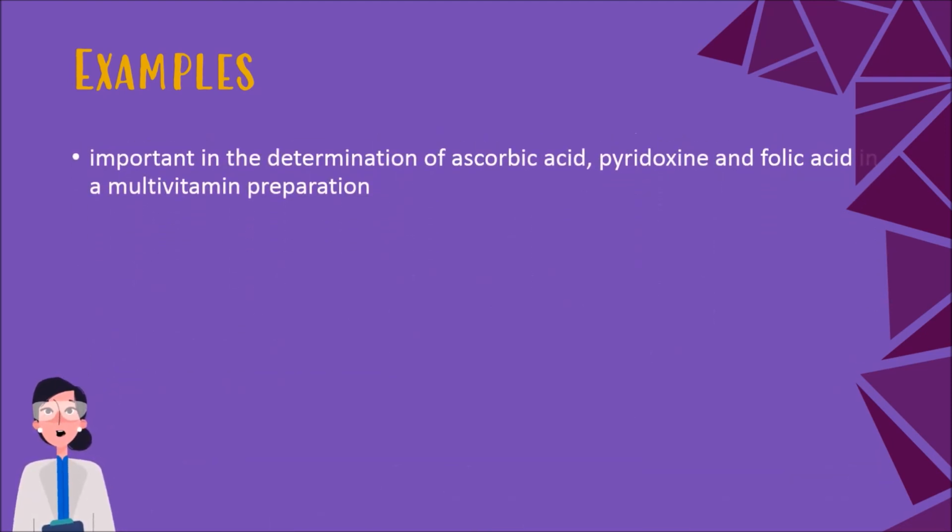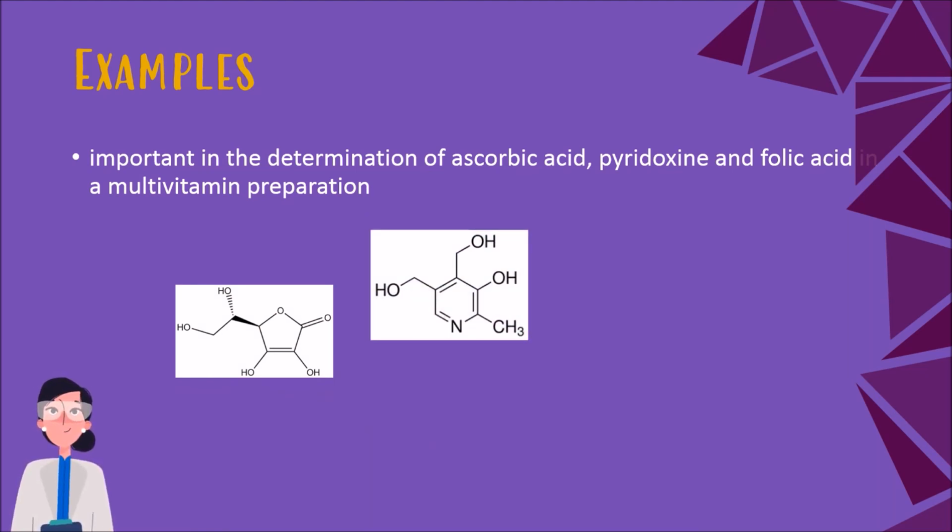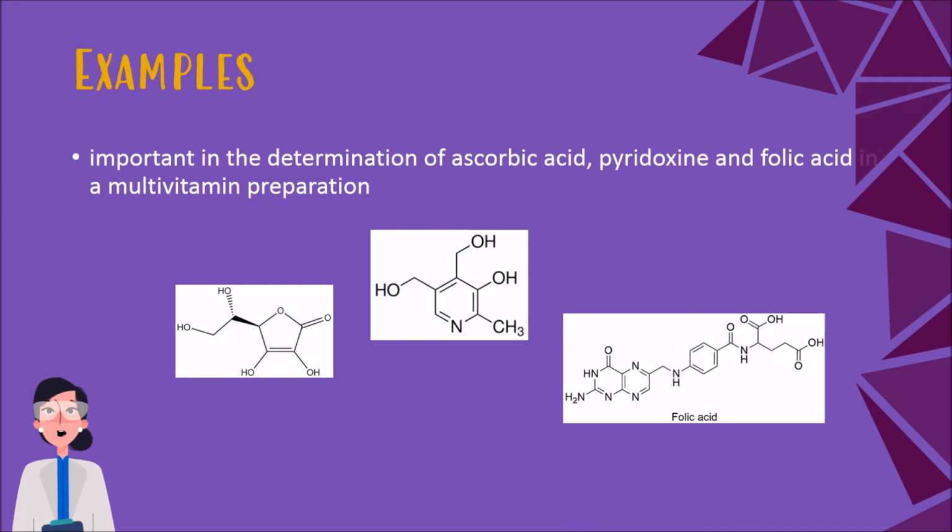It is also important in the determination of ascorbic acid, pyridoxine, and folic acid in a multivitamin preparation. The individual vitamins all gave well-defined peaks in the anodic region with a linear response of peak current to concentration. The DPV method was found to be generally applicable to the determination of the vitamins in several multivitamin preparations, or in simplified form, to the determination of the individual vitamin preparations.